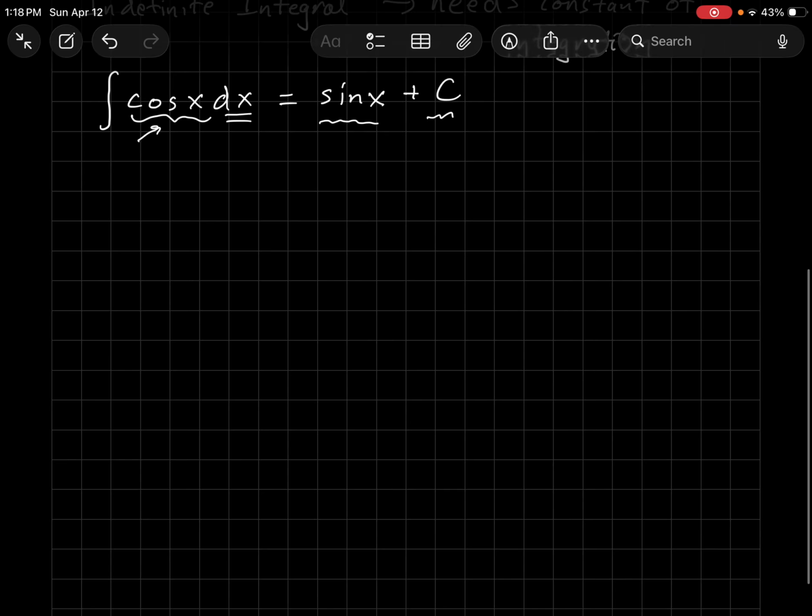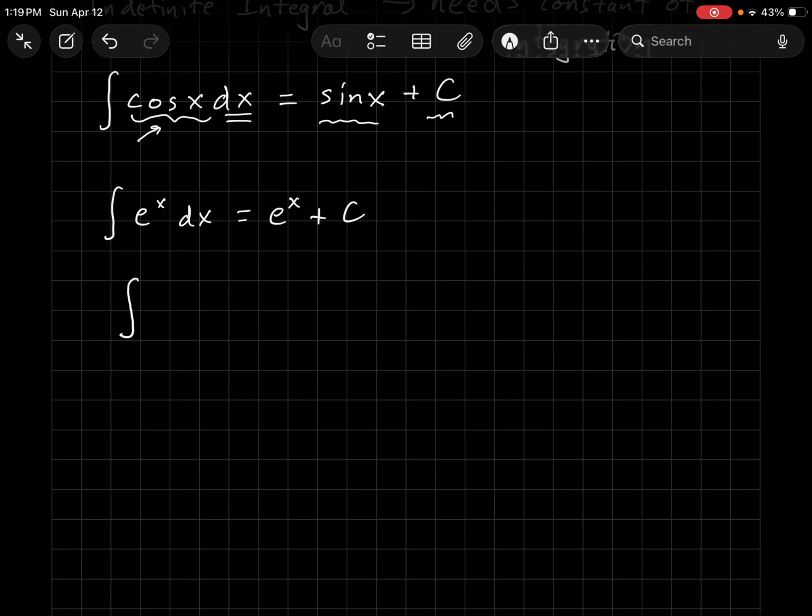Let's look at some other integrals that we need to know. How about the integral of e to the x? What's the integral of e to the x? Well, the derivative of what equals e to the x? It's itself. So it's e to the x plus our constant of integration.